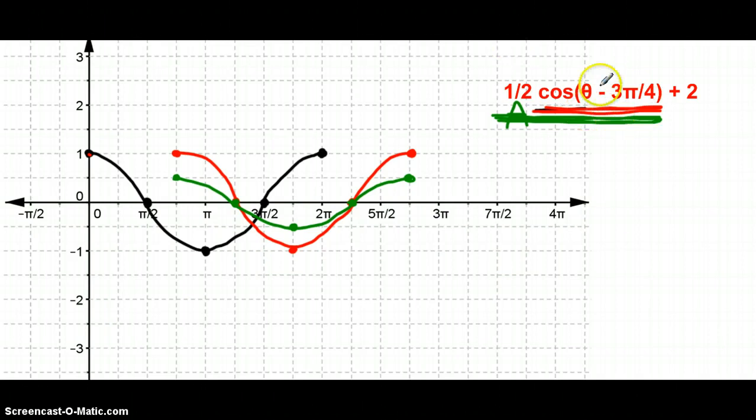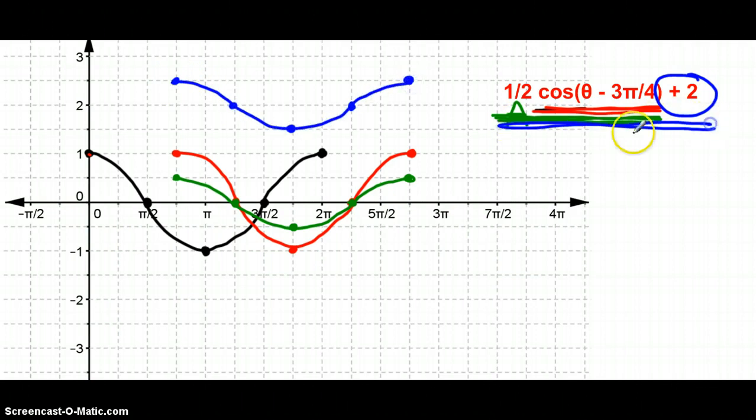The last remaining transformation is to shift up by 2. So again, we'll take each point and shift up by 2. So starting at 1/2, we'll go to 2.5, from 0 to 2, from negative 1/2 to 1 1/2, 0 to 2, and from 1/2 to 2 1/2. Connect the points together, and now we have our entire transformed function.